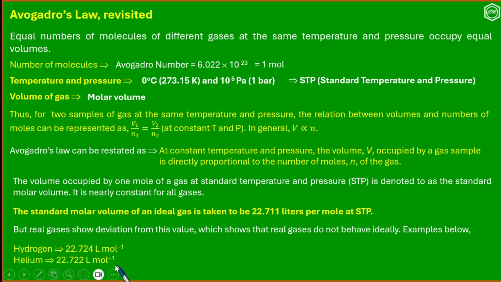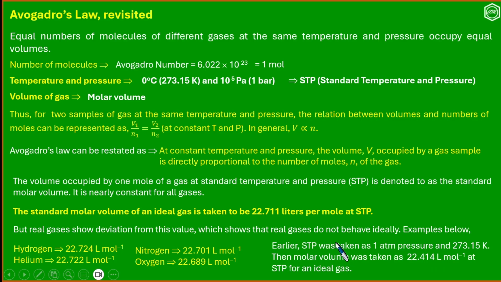For example, for hydrogen, the volume is 22.724 liter per mole. For helium, it is 22.722 liter per mole. For nitrogen, 22.701 liter per mole. Oxygen, 22.689 liter per mole. Earlier, STP was taken as 1 atmosphere pressure and 273.15 Kelvin. Then molar volume was taken as 22.414 liter per mole at STP for an ideal gas.